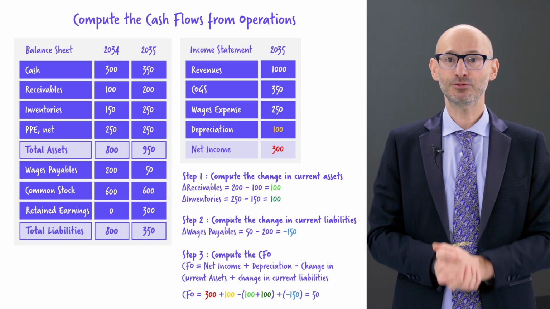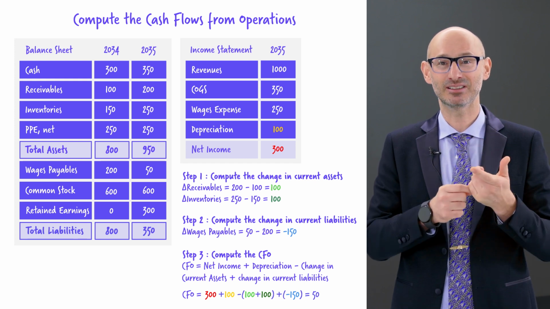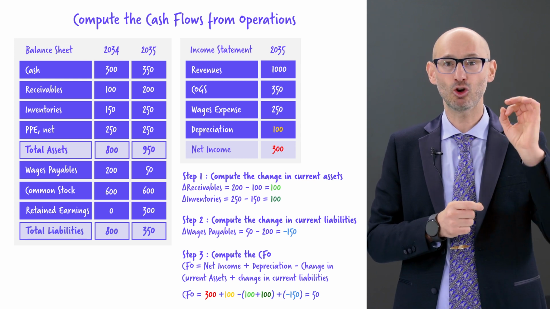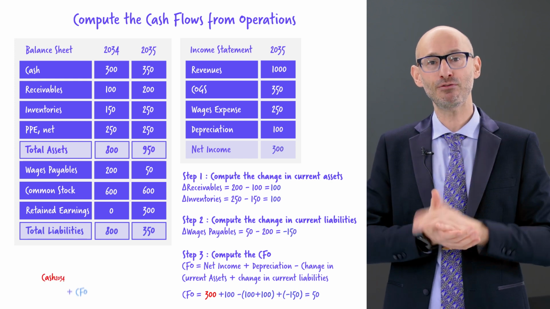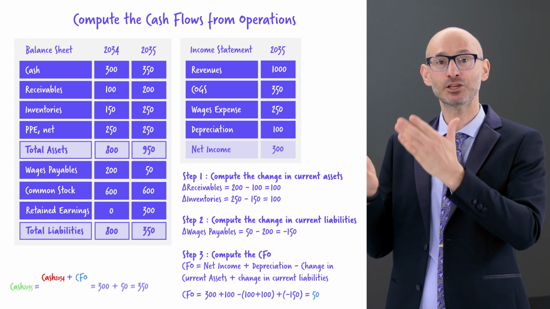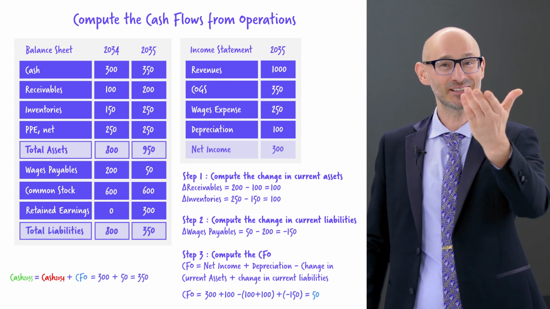The CFO is 50. What do we do with it? Well, we add it to the balance sheet. Please notice that the total cash last year was 300. We made new cash of 50 this year. So the total cash for the year is 350. Ta-da! Magic. See, it is so beautiful.